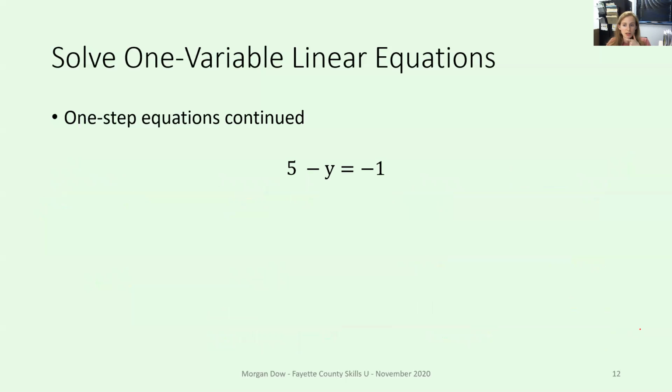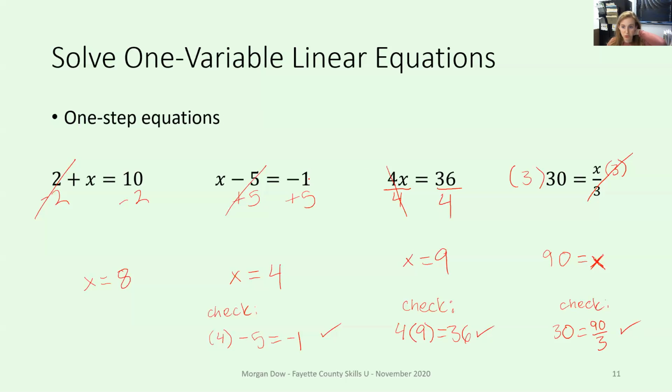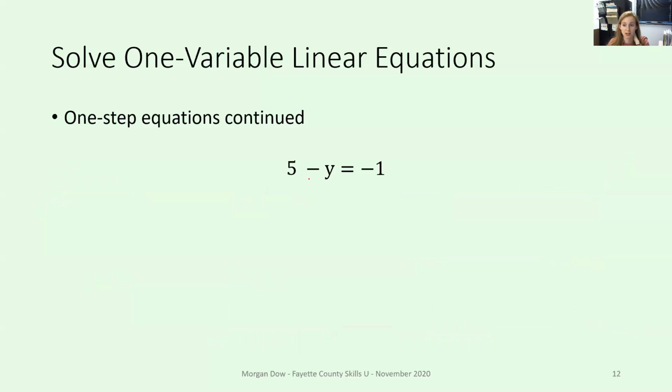Okay, so let's do one more example. This is an example with subtraction again, but it's a slightly different situation where instead of doing a variable minus a number, now we have a number minus the variable. There are a couple of different ways that you can solve an equation like this. I'll show you one way first, one that involves just adding and subtracting.